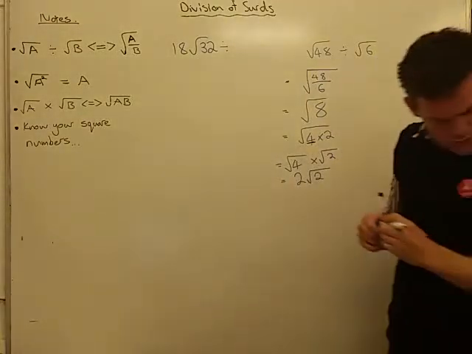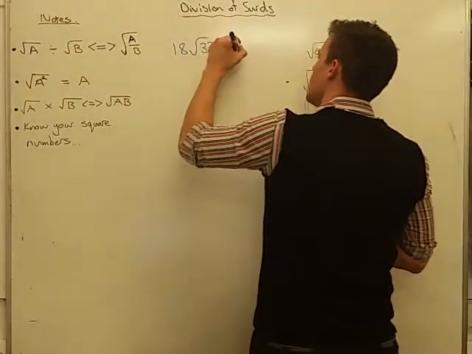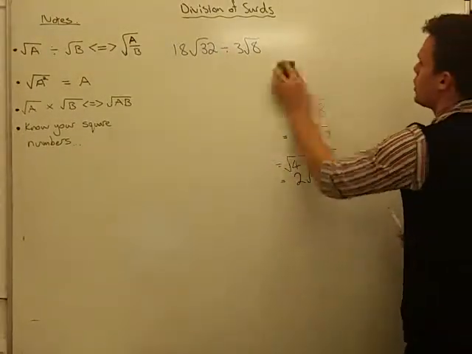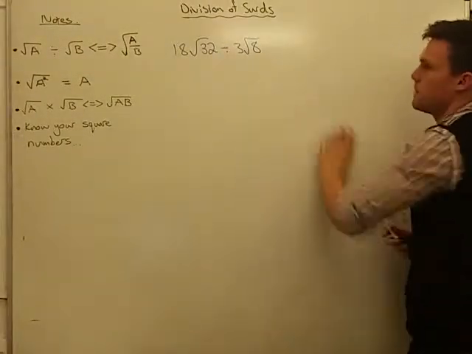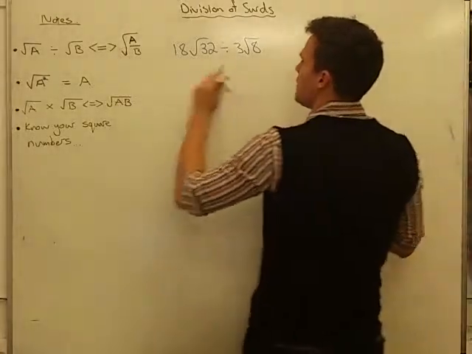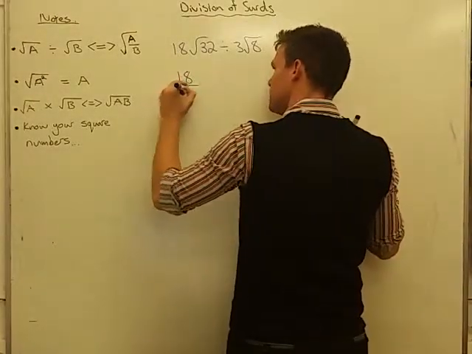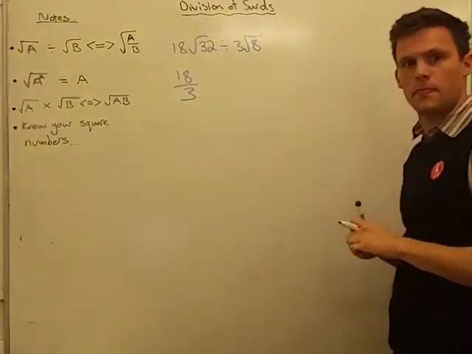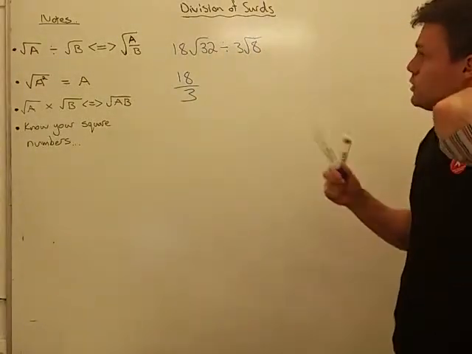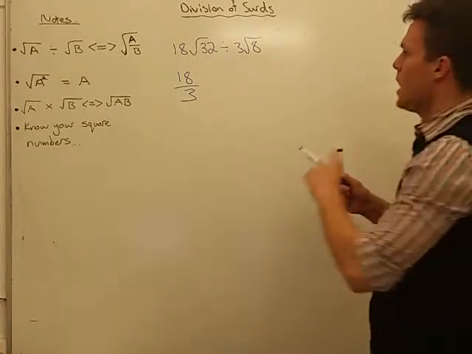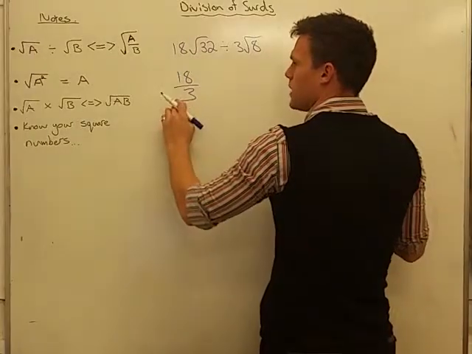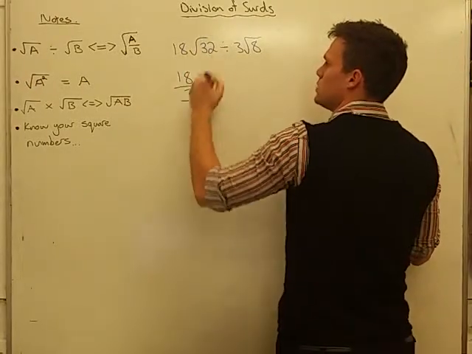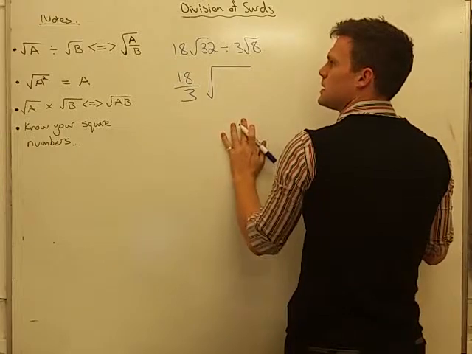Divided by 3 root 8. Okay, now in this case, I've actually got 2 portions of my sum. I have 18 divided by 3, and I have root 32 divided by 8. So I have to do both of these. I have to do 18 divided by 3, and I have to do root 32 divided by 8. So I can do them at the same time.